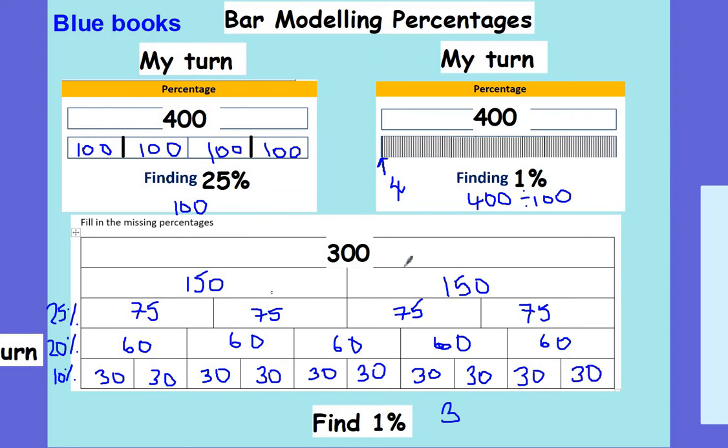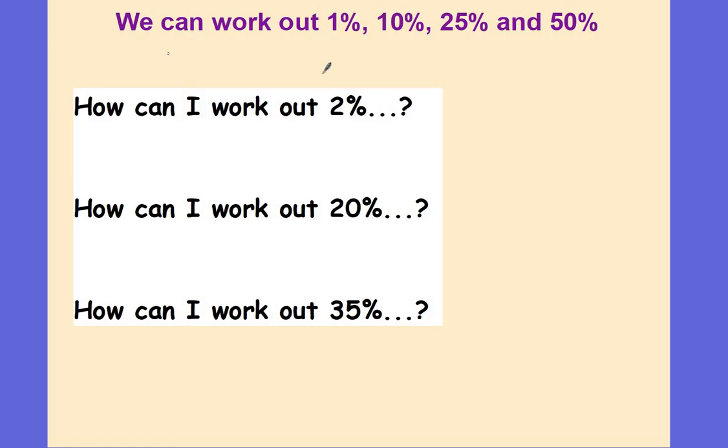So we can now find 50%, 25%, 10%, 20%, and 1%. But what if we want to work out some trickier ones like 2%, 20% we just worked out, and 35%. Well, we can combine up some of the percentages we already know how to work out. So 2% is just going to be 2 times 1%. We could work out 20% as just 2 times 10%. And we could work out 35% as just 10% plus 25%.